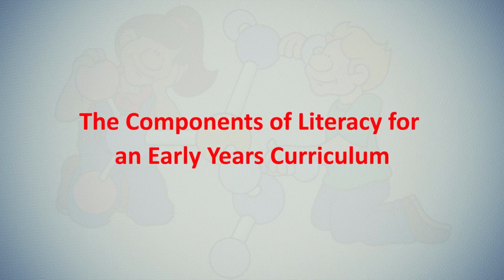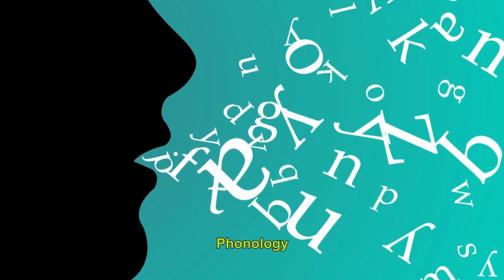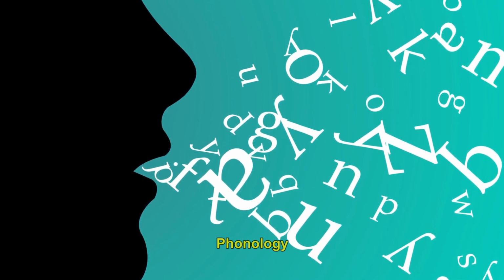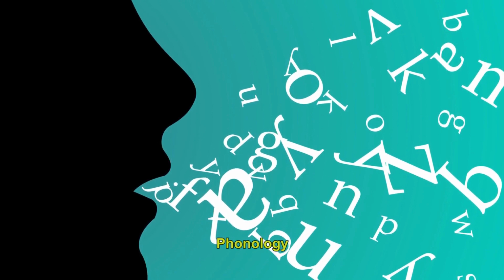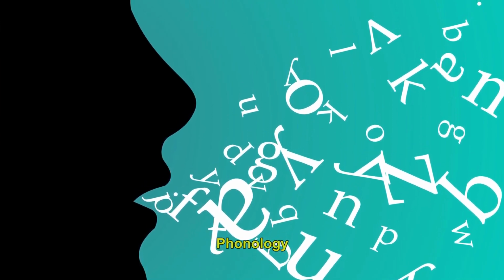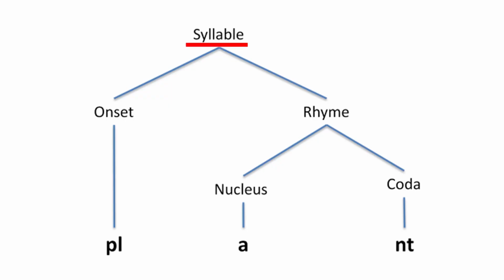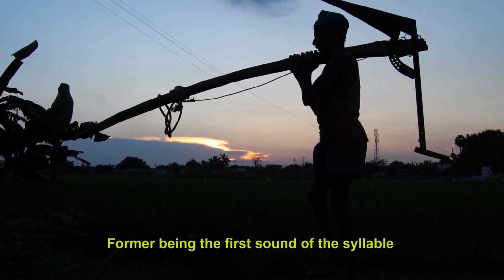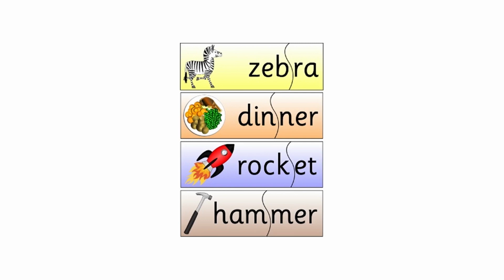The components of literacy for an early years curriculum. Firstly, phonological awareness. Phonology is an ability to understand that words are made of various sound units that can be segmented into sound bits, also known as syllables. A syllable comprises an onset and a rime, the former being the first sound of the syllable, while the latter is the sound a syllable ends with.